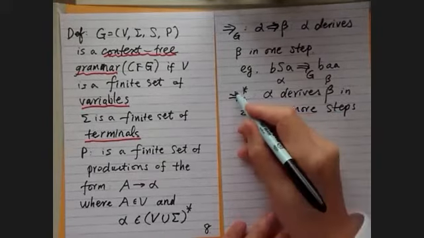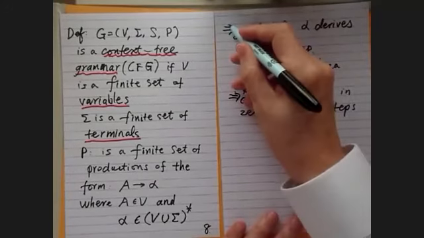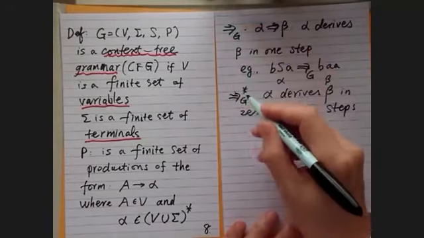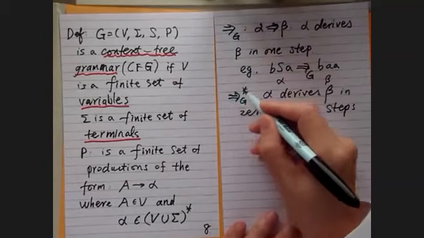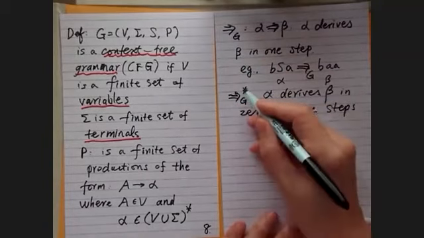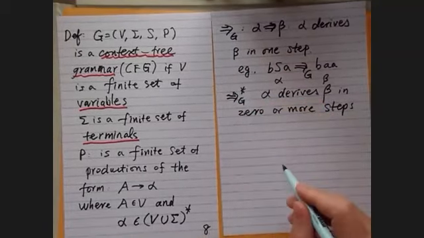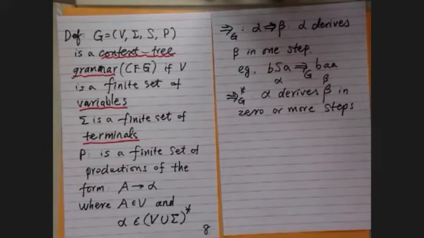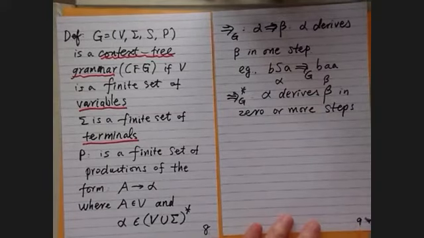So if I take just one step, I can write this one, but it'll be a 1, 0, or any number. It means alpha and beta could be the same, like 0, 0. The star means I do not want to tell you how many steps. Still, I can write that, right?